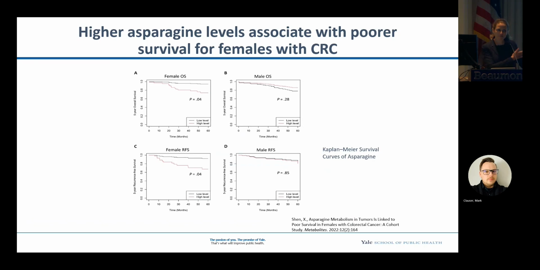And here are some Kaplan-Meier survival curves just to show the same data really. We have overall survival and recurrence-free survival, female patients on the left, male on the right. And the dark red line is high levels of asparagine. And you can see again that there is poor survival for female patients with high levels of this metabolite.